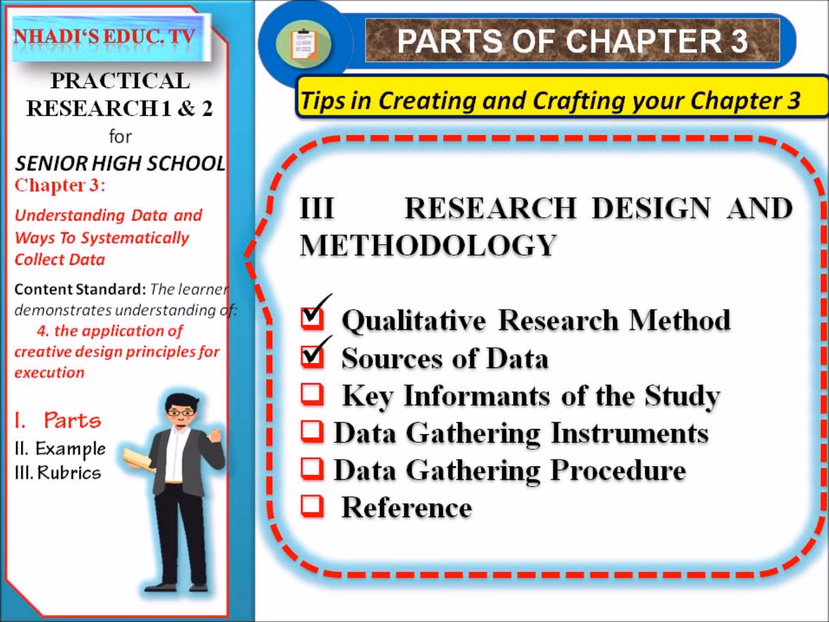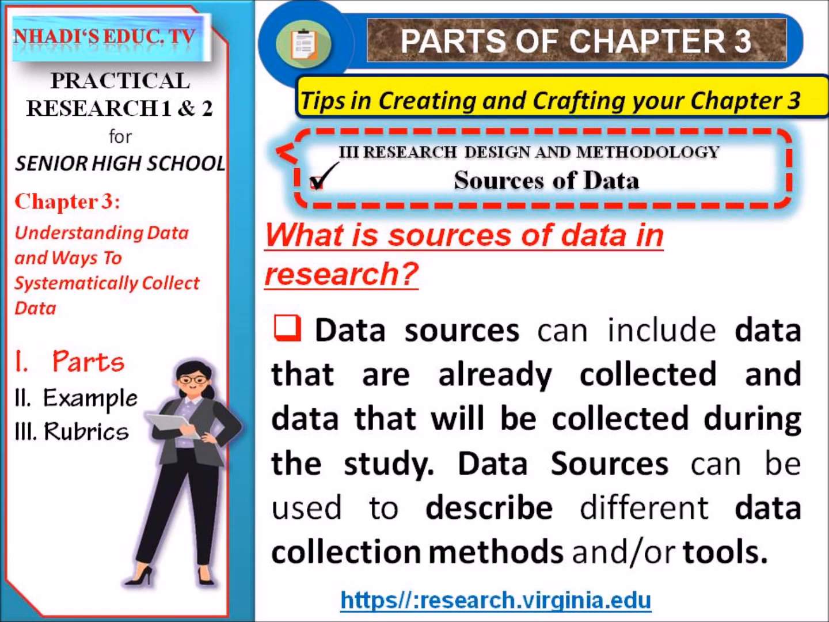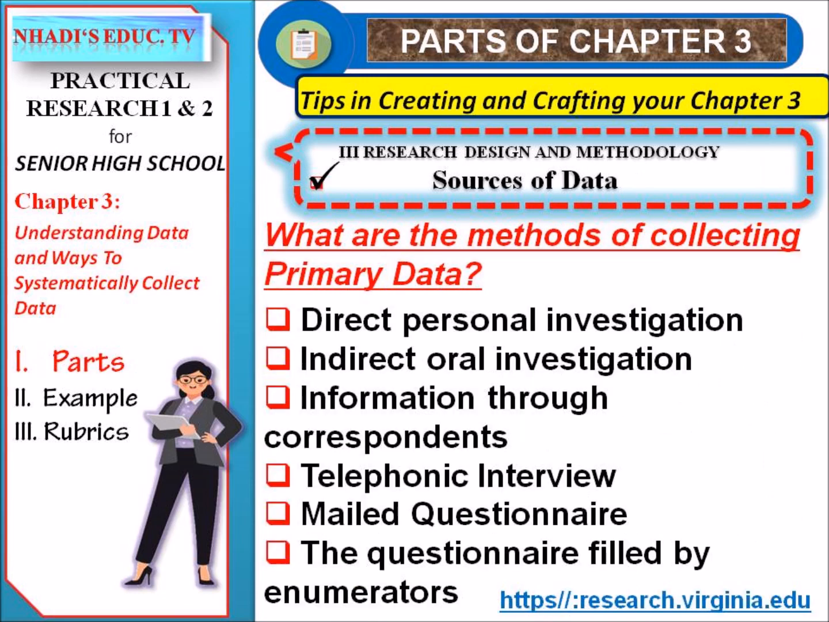Moving on to the next part of Chapter 3, we have sources of data. So what are sources of data in research? Data sources can include data that are already collected and data that will be collected during the study. Data sources can be used to describe different data collection methods and or tools. So what are the methods of collecting primary data? We have direct personal investigation, indirect oral investigation, information through correspondence, telephonic interview, mailed questionnaire, and the questionnaire filled by enumerator.